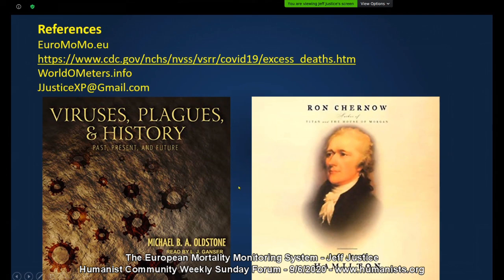And these are a couple of good books: Viruses, Plagues, and History. Really good stories about plagues that we know about. And Hamilton, a really good biography with all sorts of interesting information.